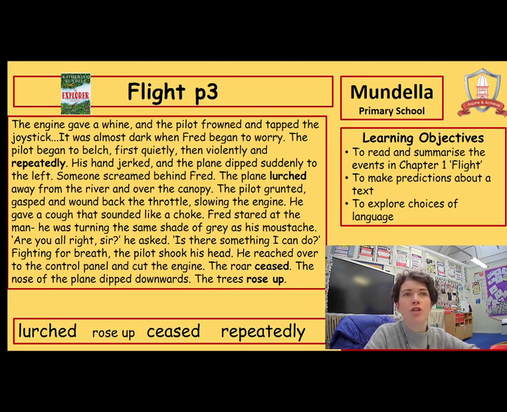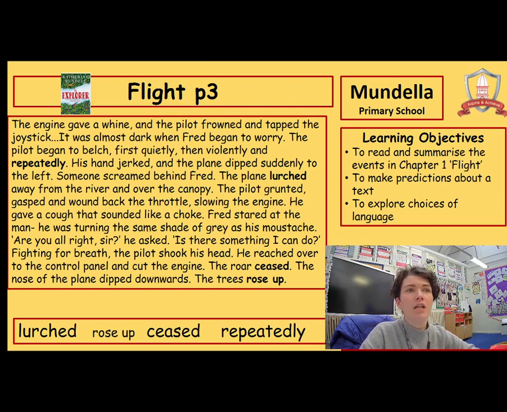Right, now we're turning our attention to page 3 of this opening chapter. Remember to have the book out in front of you and follow as I'm reading. The engine gave a whine, and the pilot frowned and tapped the joystick. It was almost dark when Fred began to worry. The pilot began to belch, first quietly, then violently and repeatedly. His hand jerked, and the plane dipped suddenly to the left. Someone screamed behind Fred. The plane lurched away from the river and over the canopy.